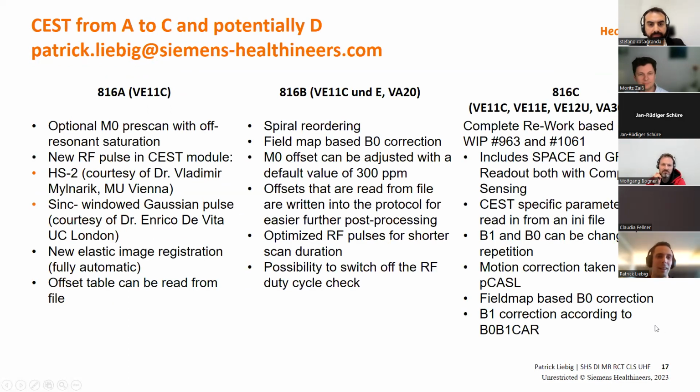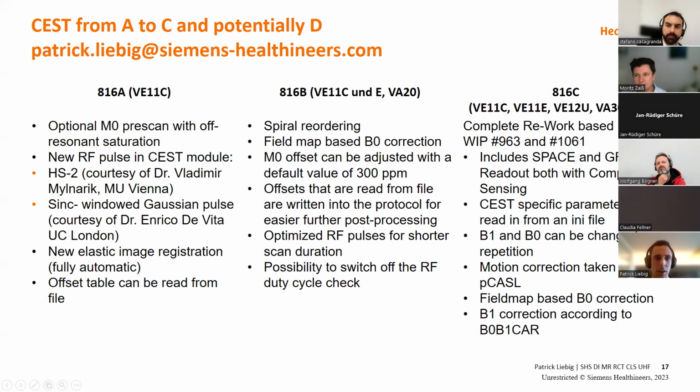So here you can see an overview of all the features that are part of each WIP. You see this is quite extensive, so I don't want to go into every detail. However, just to give you an idea, you can see on the top, printed in bold, the software versions. This is probably the most important thing for you: which work in progress package is available for which software version.